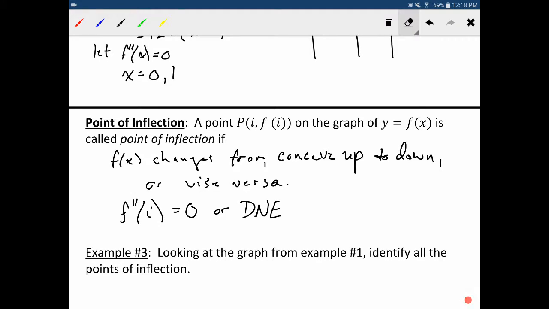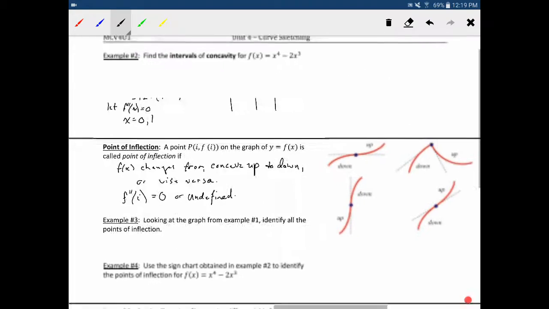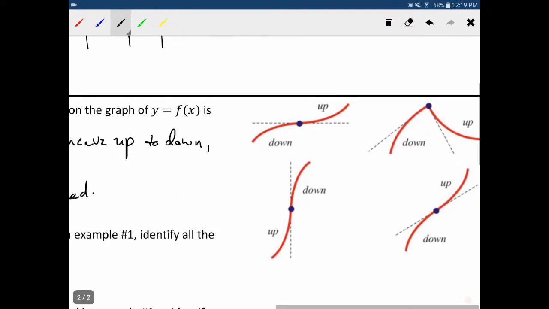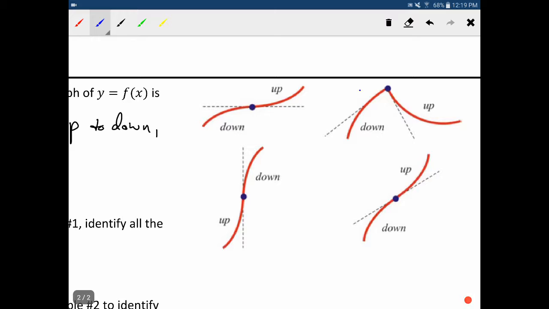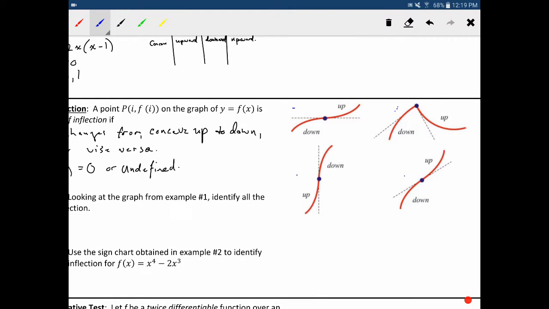Now, I shouldn't say it does not exist. It's actually undefined. We'll say undefined. That's just a better word to use. Okay, so we've got some examples over here. Now, we don't traditionally think of this one up here in the corner. That's not really what we think of, but that is technically a point of inflection. These other three are more what you think. So it's the transition from concave up to down or down to up, okay?